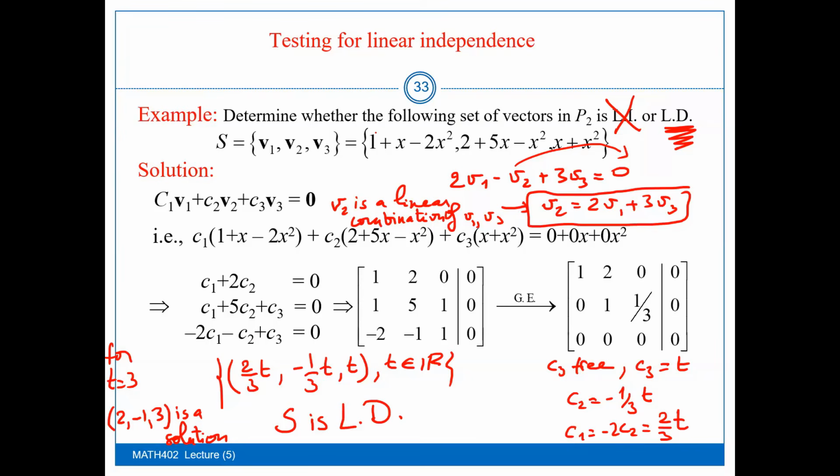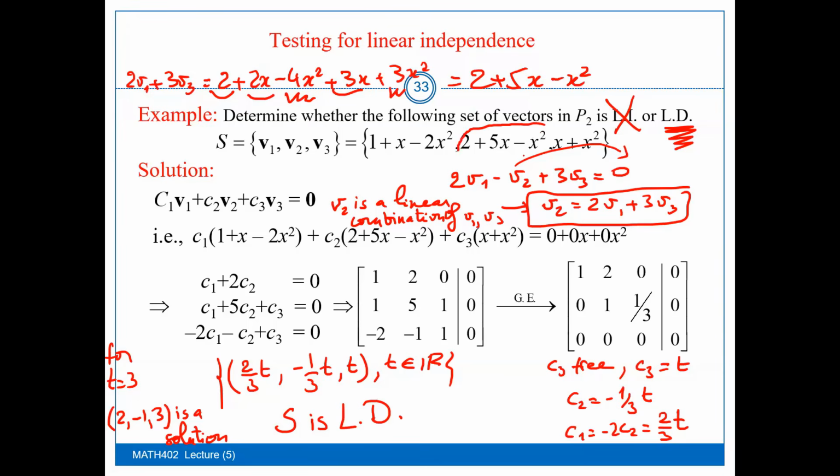You can check this. What is 2v1 plus 3v3? It's 2 plus 2x minus 4x squared, plus 3x plus 3x squared. If we simplify, we get 2x plus 3x, 5x, minus 4x squared plus 3x squared is minus x squared, and this is exactly v2.